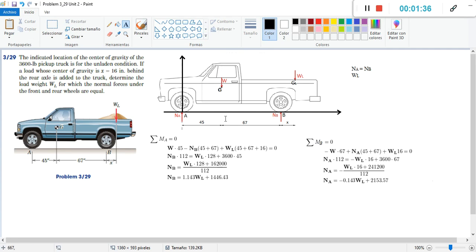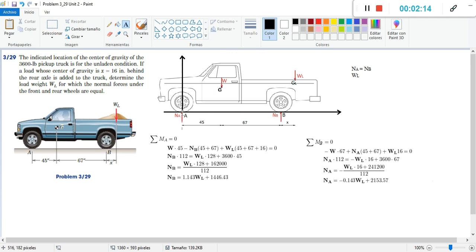For that, the first thing we need to do is make the diagram of forces. I found this image of a truck on the internet, so I chose it to make the diagram because it's very similar to this truck. I wrote the center of gravity of the truck as W, the center of gravity of the load as the weight of the load, and the wheel A and the wheel B, and the forces.